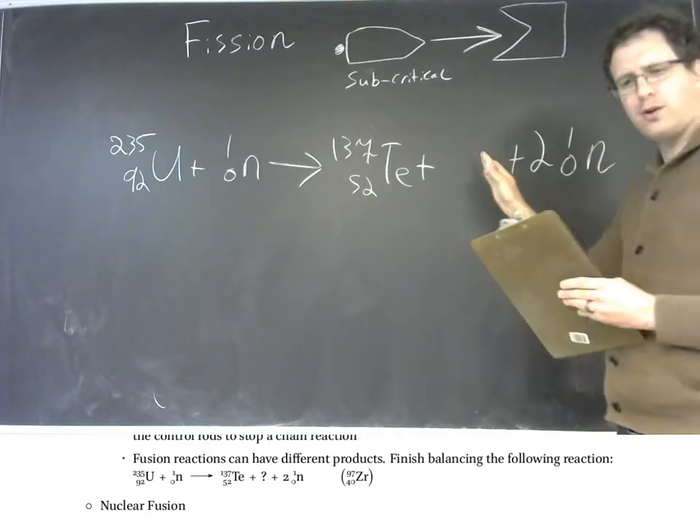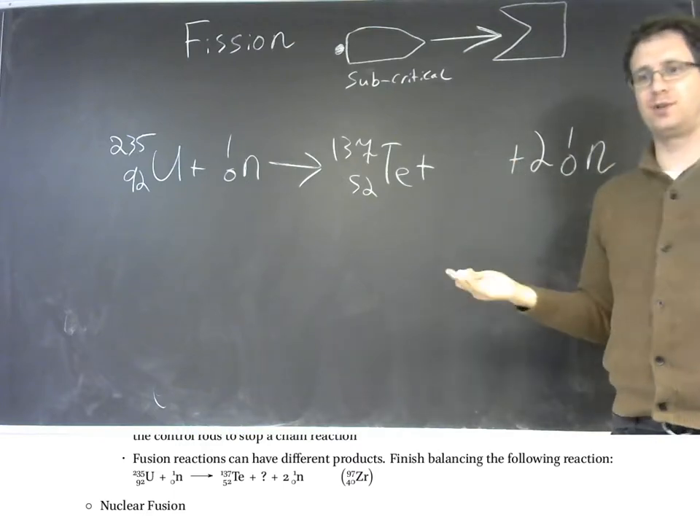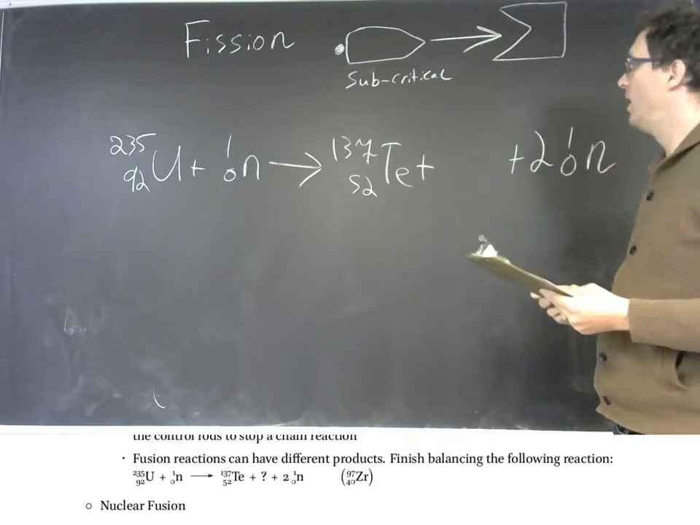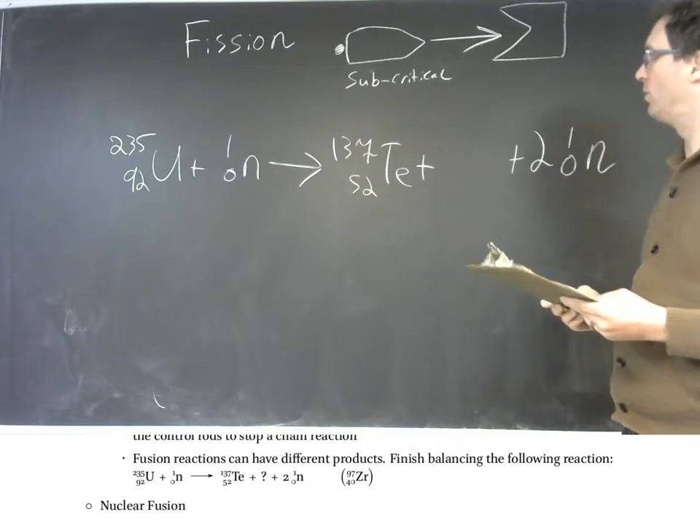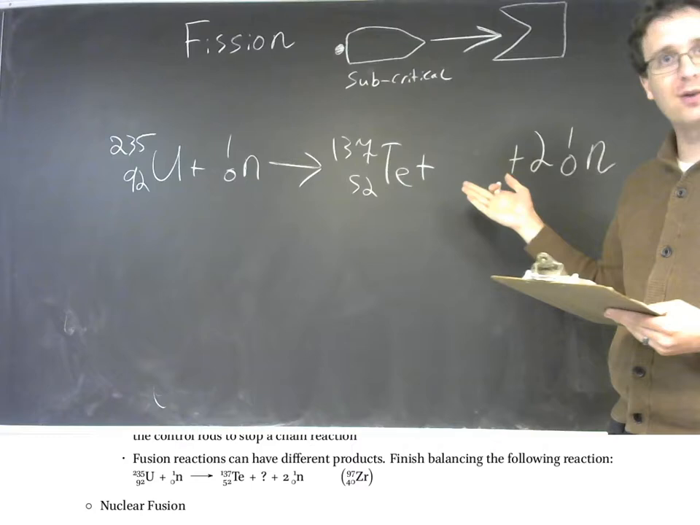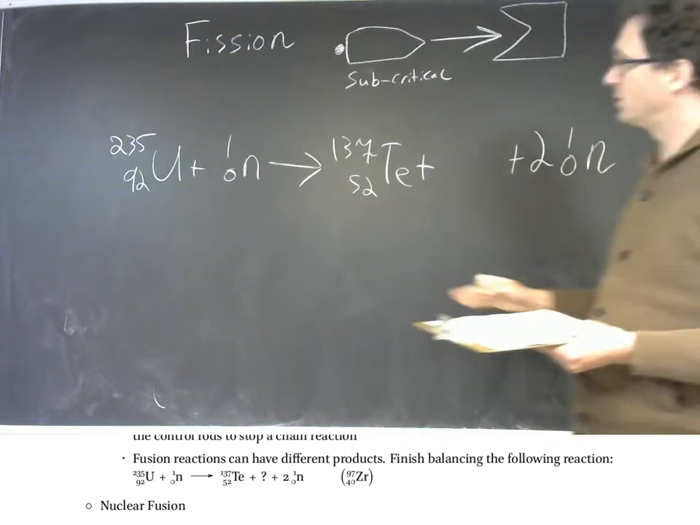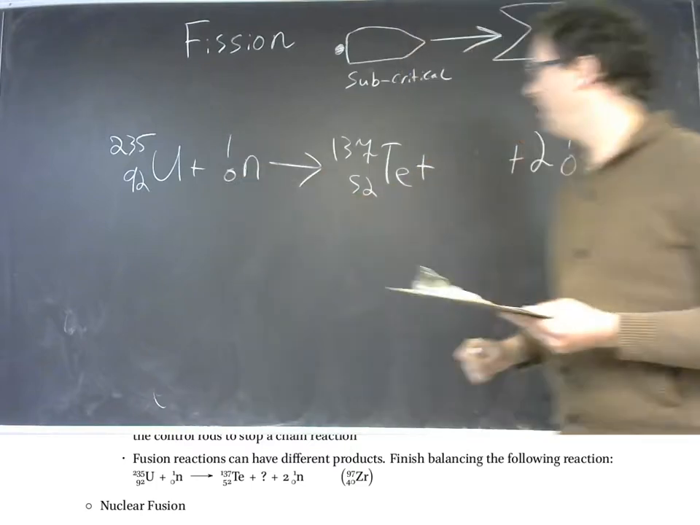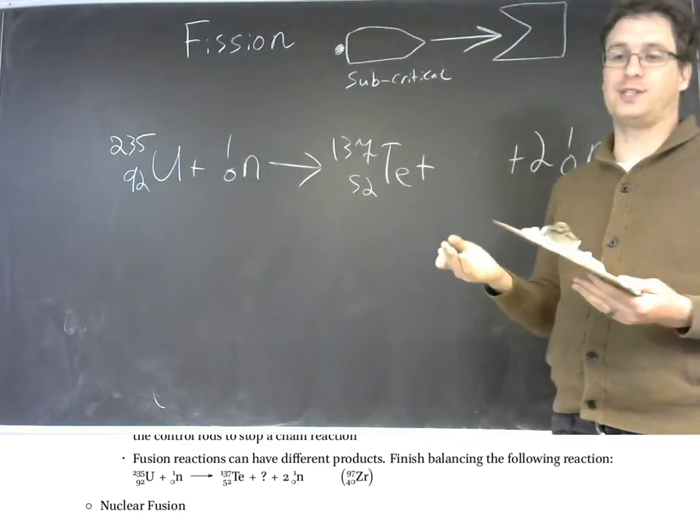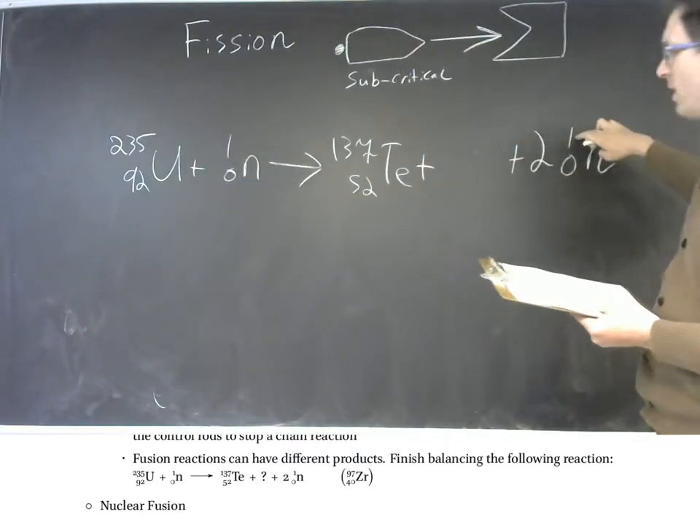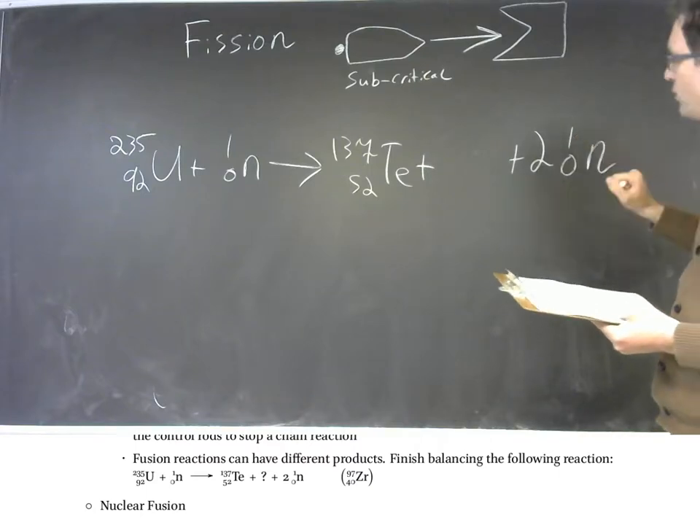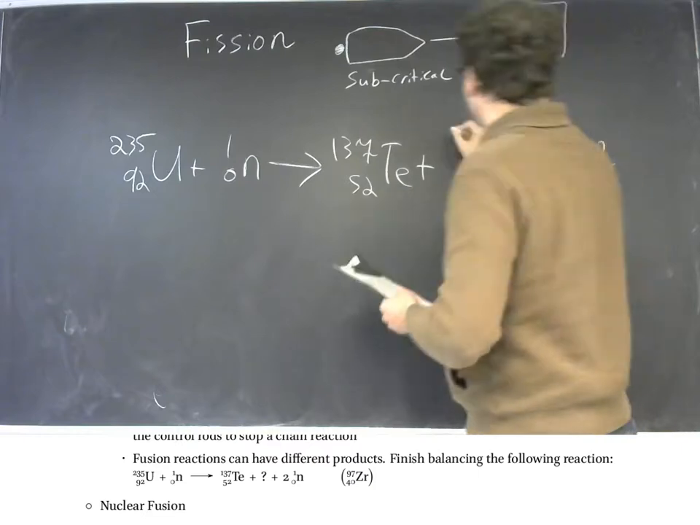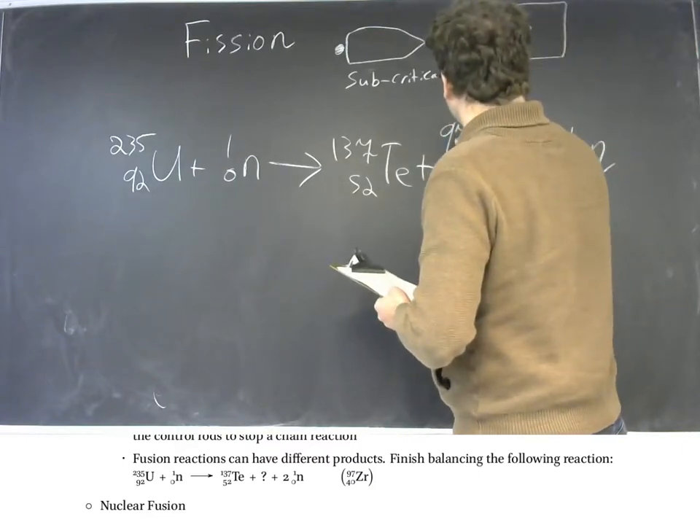So how can we identify the daughter nuclide, which is another product of this reaction? Well, we'll balance it just like we did all of our other nuclear reactions. So we have a mass number of 235 plus 1, that's a total of 236. We'll take away 2 from that for our 2 neutrons, and take away 137 for the tellurium, and we're left with a mass number of 97.